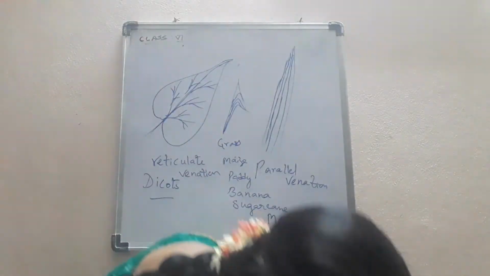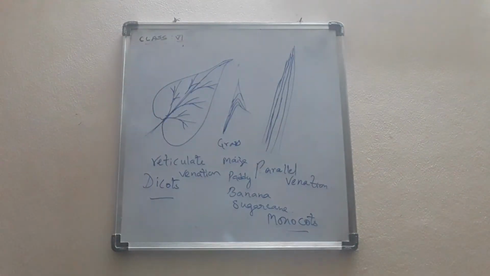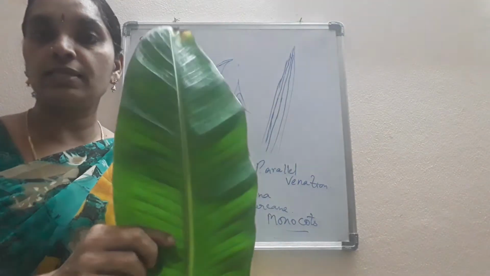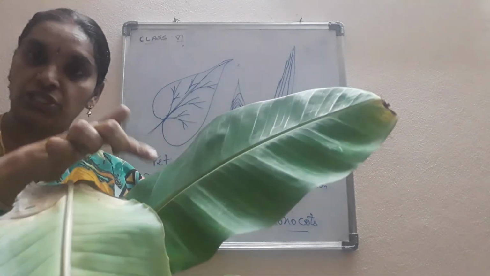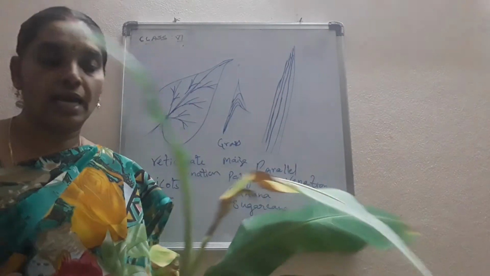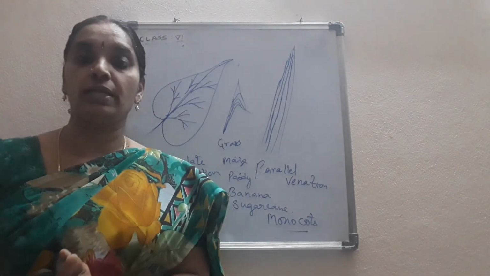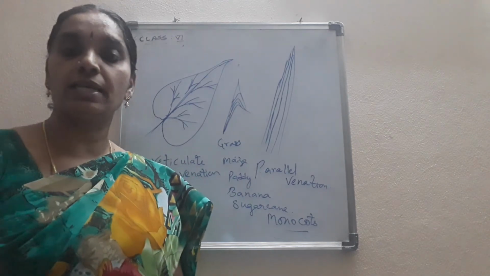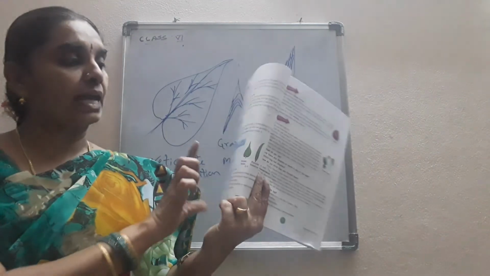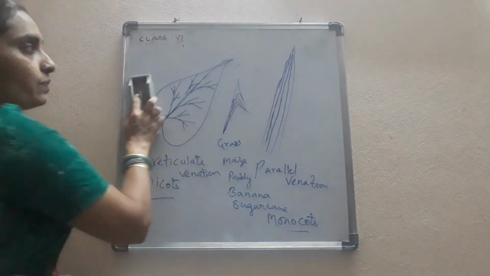And also I showed you this banana. Banana leaf also contains veins with parallel venation. See the leaf carefully. It shows parallel venation. The leaf veins are arranged parallel to one another. If you observe the leaves in your surroundings, you can write down the names and which type of venation each belongs to. So this is an exercise that you have to do today. Okay, children?